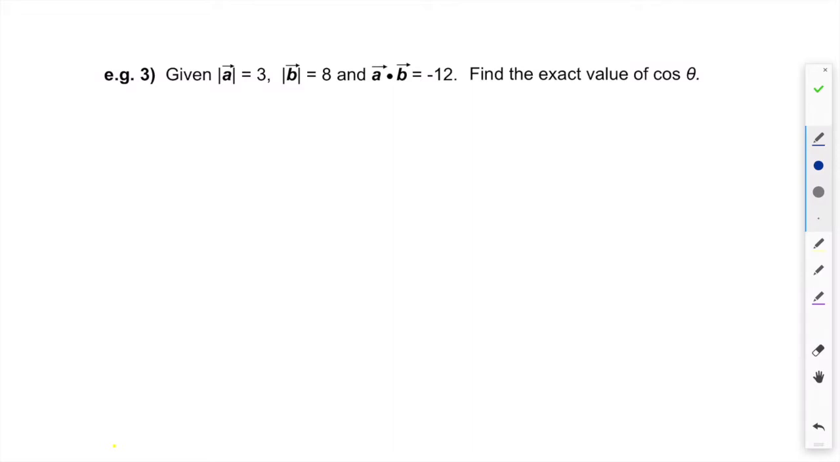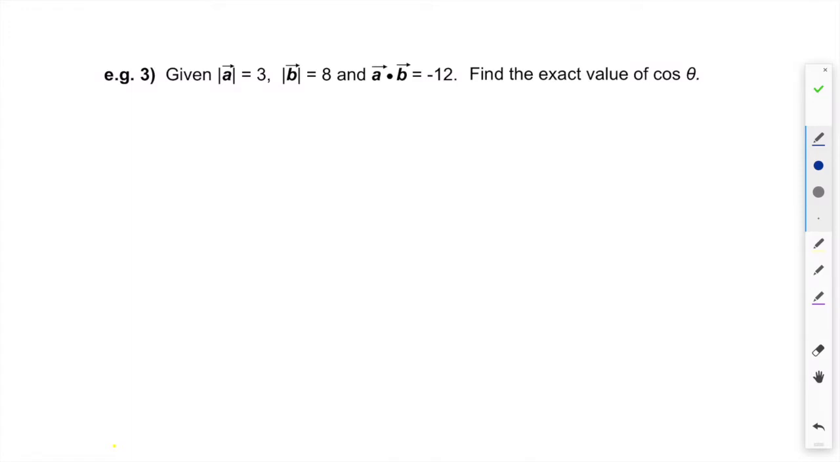Let's take a look at example 3. Here we're given the magnitude of A, the magnitude of B, and also the dot product, A dot B, equaling negative 12. We want to find the exact value of cosine theta. Before we carry out our calculation, you should use the given information as a hint to judge how valid your final answer will be.